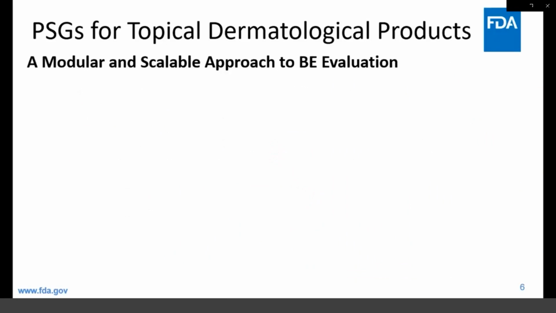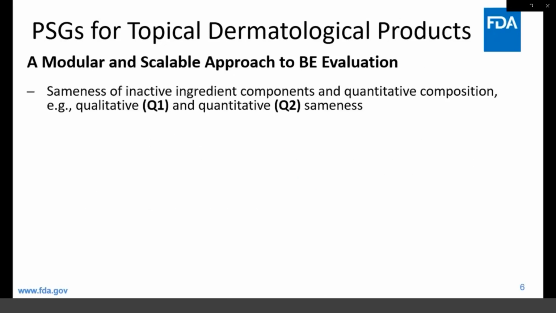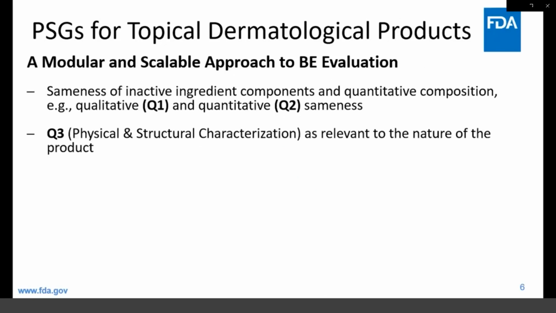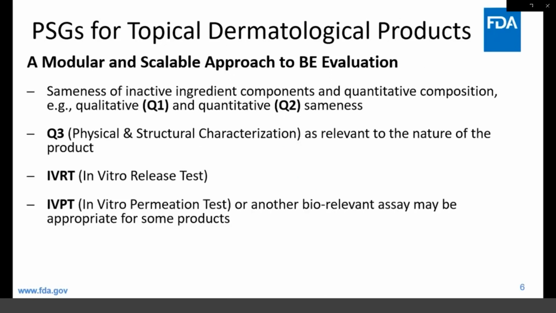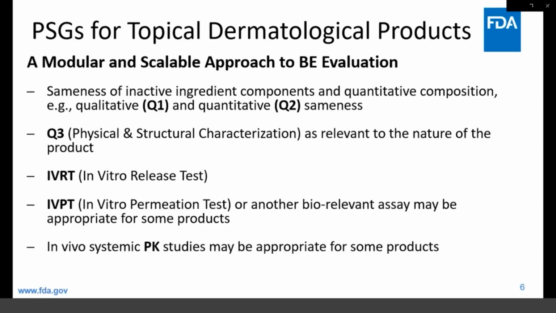And these characterization-based approaches are designed using a modular and scalable framework where as the complexity of the dosage form increases, we systematically utilize studies to mitigate risks associated with potential failure modes for BE, and thereby the comprehensive data sets allows us to evaluate BE for a given drug product. And such data typically comprises of an assessment of the formulation sameness. We look at physicochemical and structural characterization data, and then we look at performance tests such as in vitro release test, in vitro permeation test, or another biorelevant assay. And in some instances, we also look at PK data.